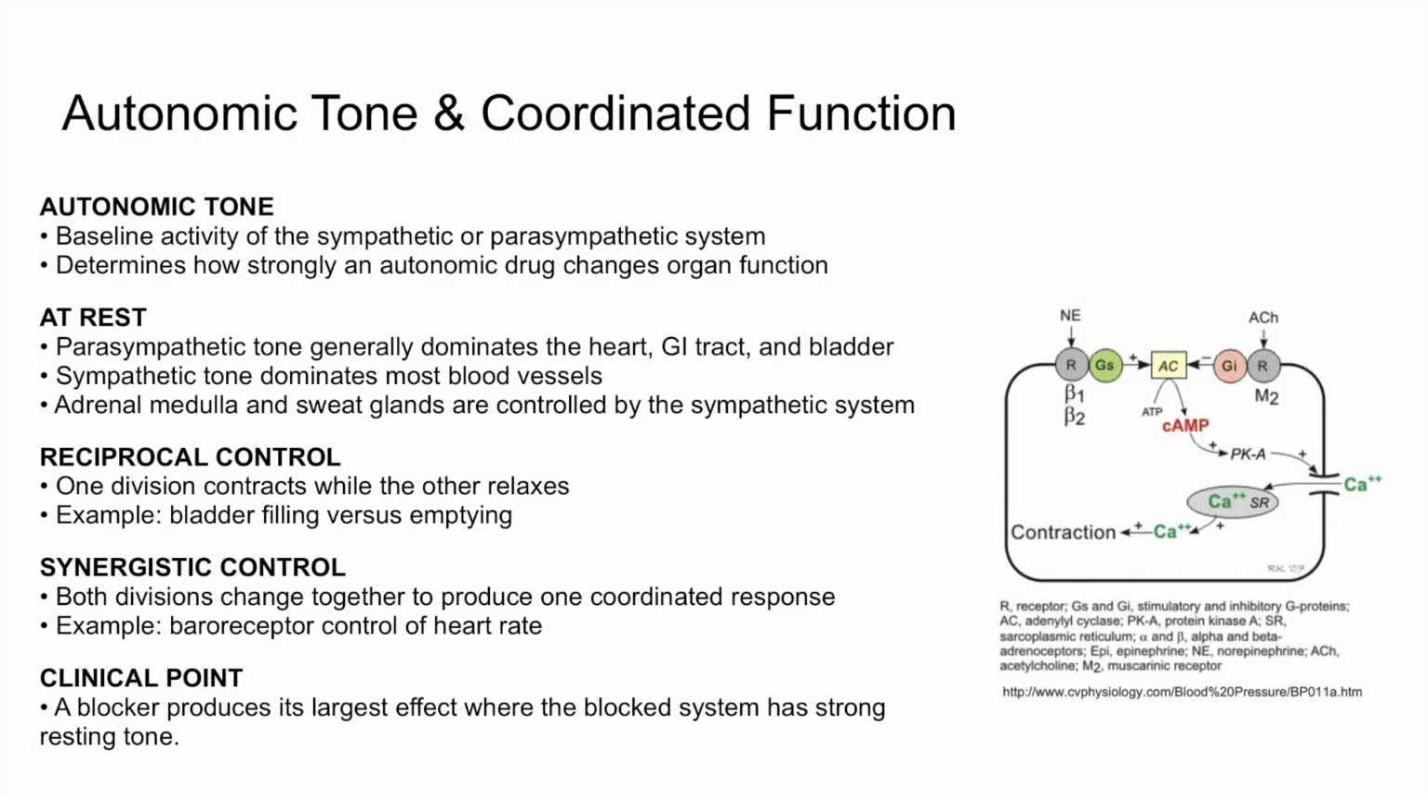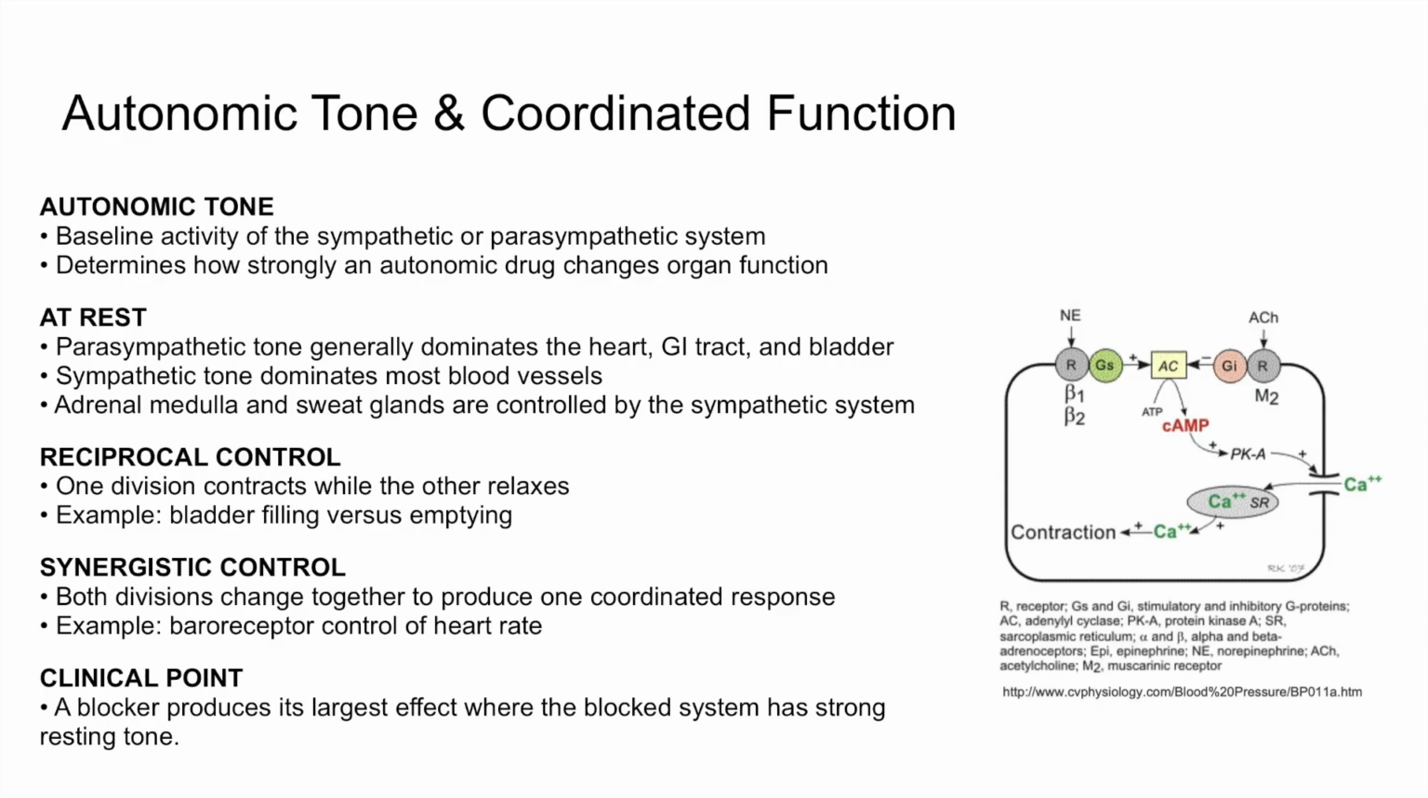All right, so autonomic tone is the baseline activity present before a drug is given. It explains why blocking a receptor may have a large effect in one organ but little effect in another. At rest, parasympathetic tone generally dominates the heart, GI tract, and bladder, while sympathetic tone maintains most vascular resistance. For example, blocking cardiac muscarinic receptors with atropine increases heart rate because it removes substantial resting vagal inhibition.